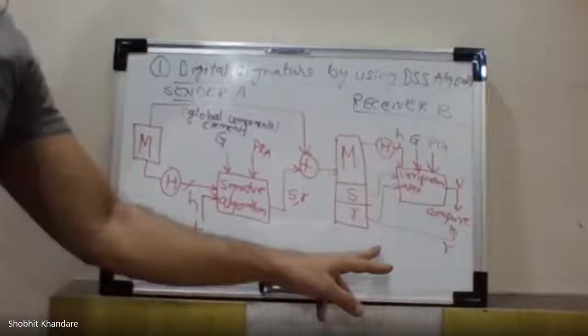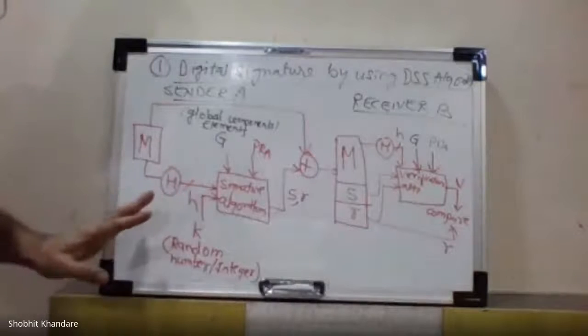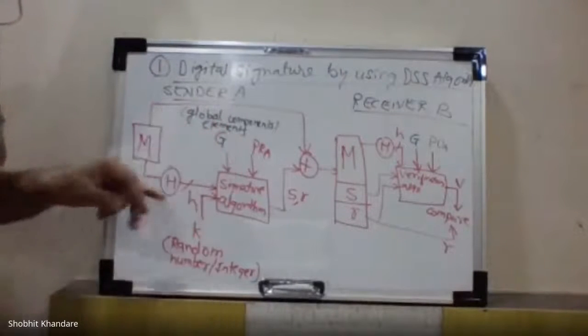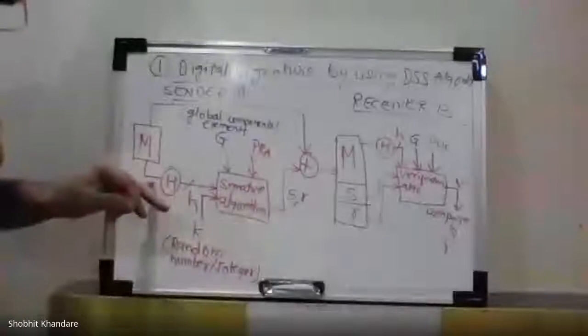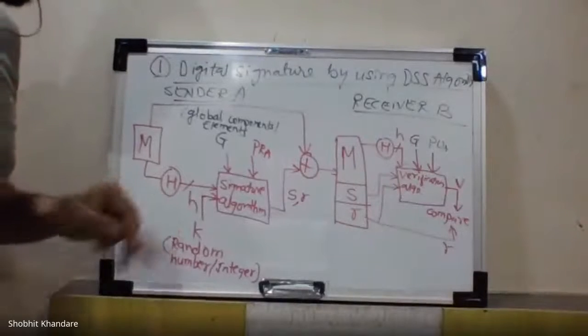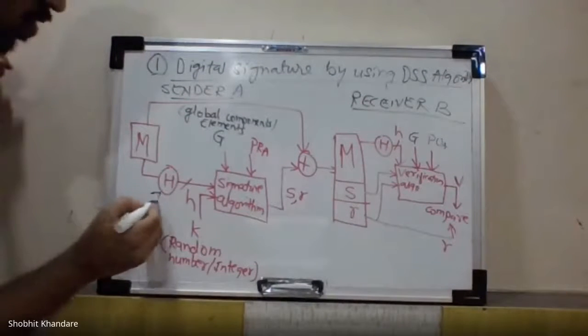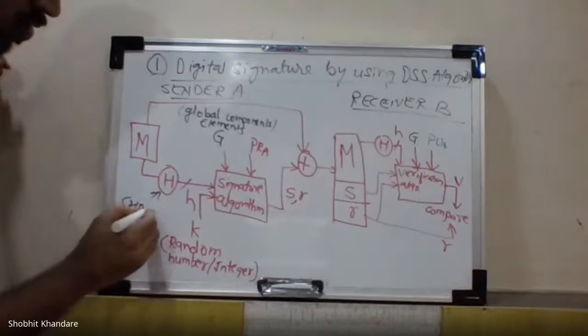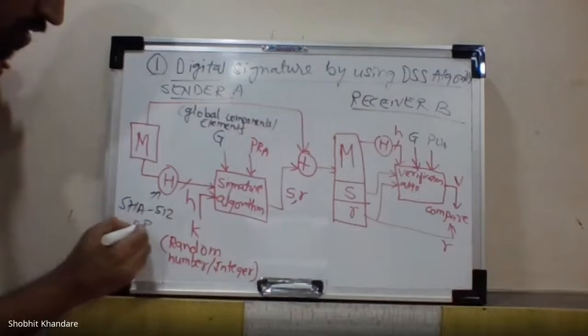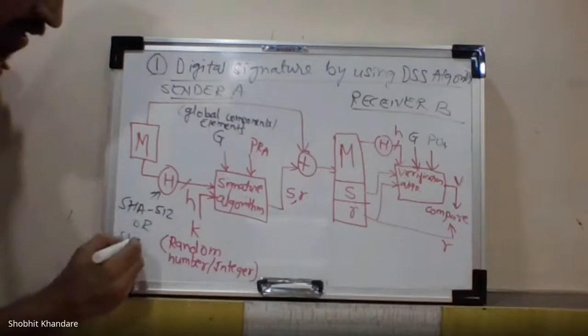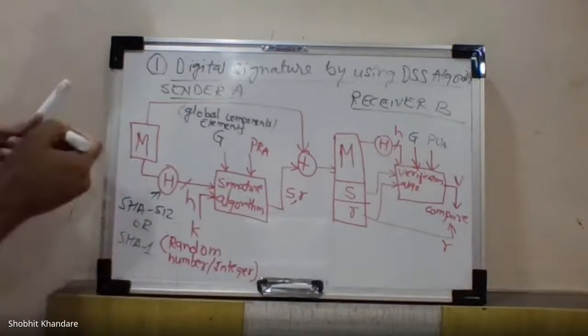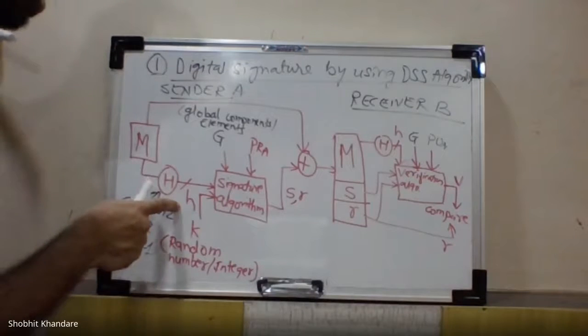Okay. So I will once again just let you know what is happening. On the sender side, we have the plain text message. On the plain text message, we apply the hash function. Again here, we can go with SHA-512 or SHA-1. Then the output that we get is a hash code.